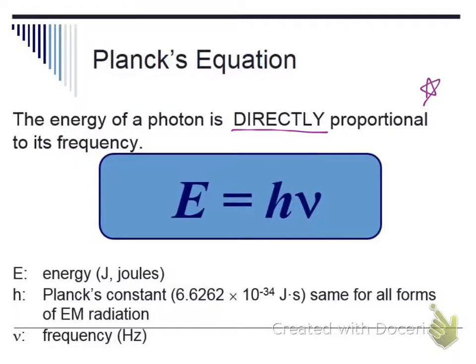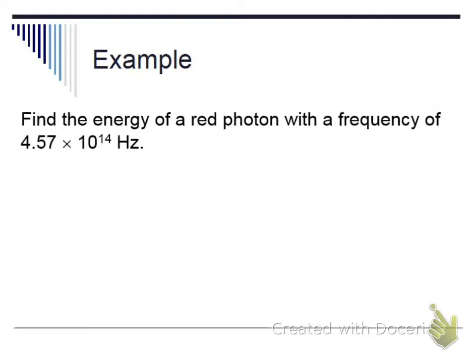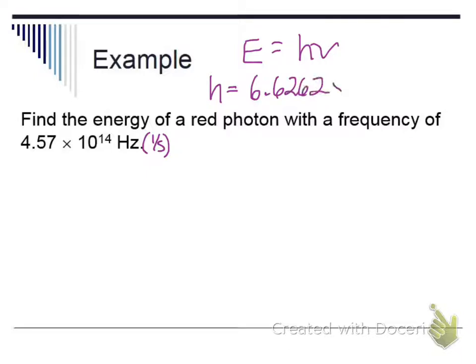So let's go do an example. This one wants to know, find the energy of a red photon with a frequency of 4.7 times 10 to the positive 14. Remember, hertz is the same thing as 1 over seconds. So I'm going to use E equals h nu, whichever one you want to call it. Remember, h is a constant for all forms of electromagnetic radiation, just like the speed of light is a constant. And it's 6.6262 times 10 to the negative 34 joules times second. So we're literally just going to plug that in.